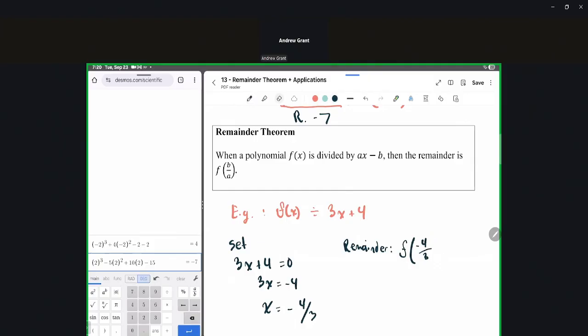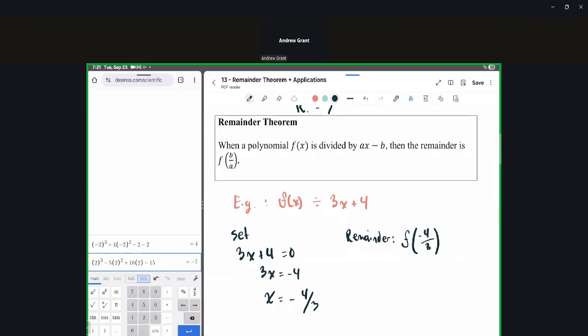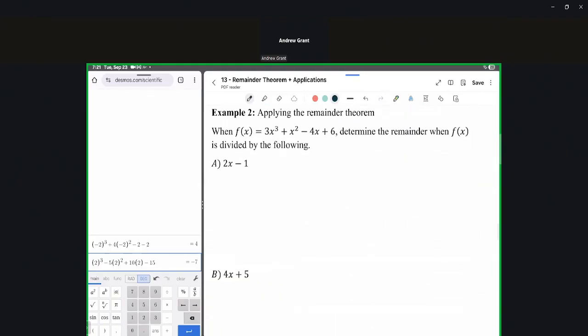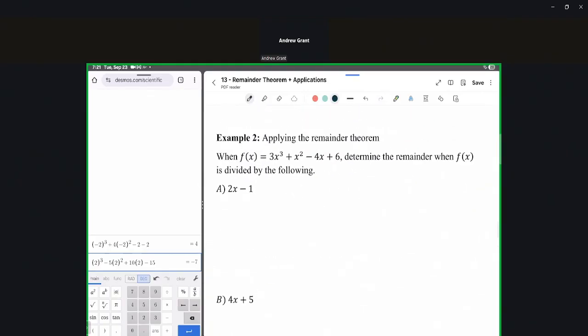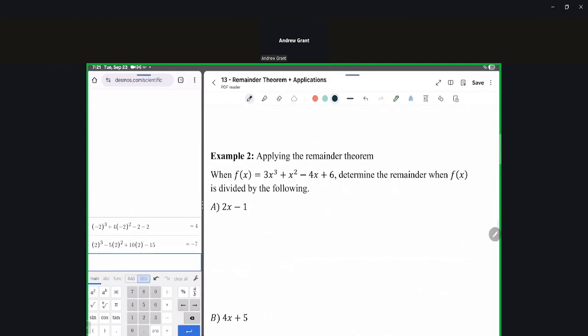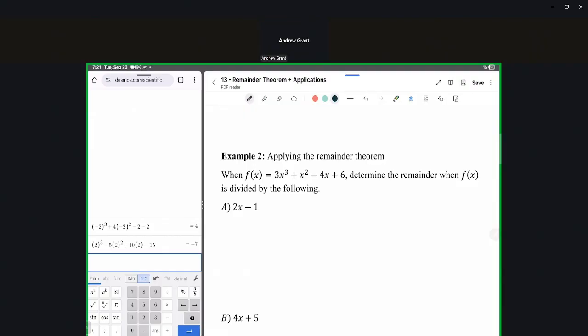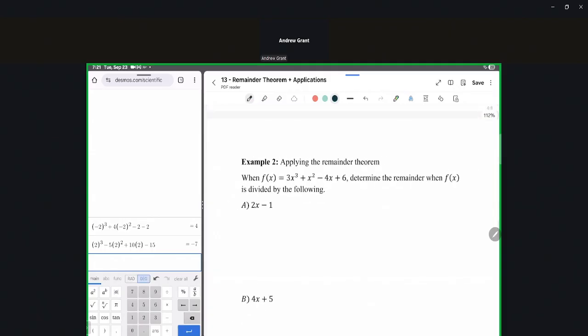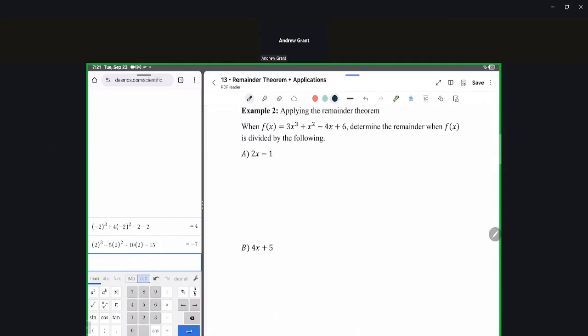A couple of the key questions ask you to do this, and the book doesn't explain this part at all. So that's why I wanted to provide a little section here for you as well. So let's have a look. I've got 3 examples for us, and we're going to rely pretty heavily on this calculator because these are way too hard for me to try to figure out. So we're going to apply the remainder theorem. When f of x is equal to 3x to the power of 3 plus x squared minus 4x plus 6, we're going to determine the remainder when f of x is divided by each of the following. And I've got 3 examples for us here.